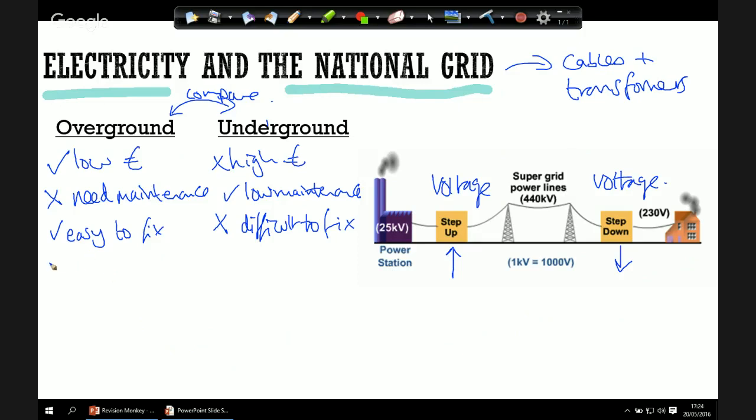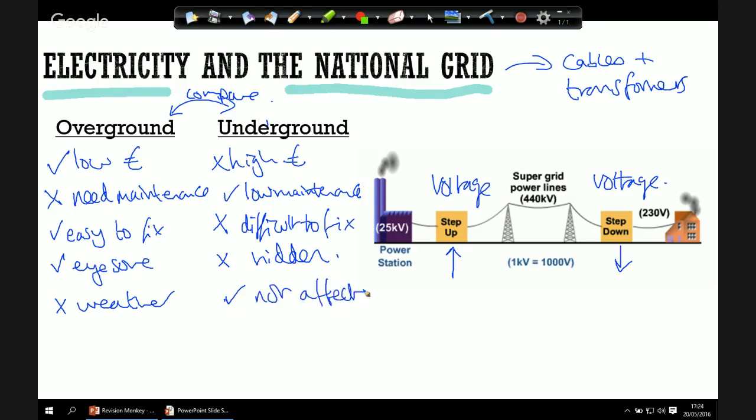Things to do with eyesore: these can cause an eyesore if, for example, they go across the New Forest or across a site of natural beauty. You don't want these overground cables spoiling the scenery. Whereas if you put them underground, you can't see them, so they're hidden away. The overground ones are also affected by weather, which doesn't make them particularly good, but the underground ones, because they're away, are not affected by any changes in weather.